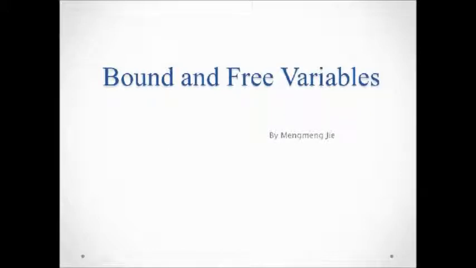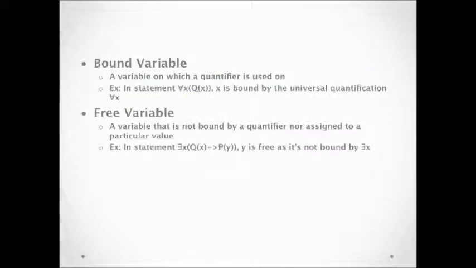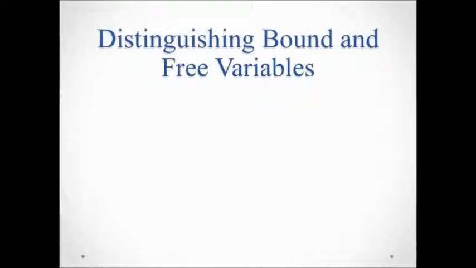Hi everyone, I'm Mingming Jia and I'm here to talk about bound and free variables. A bound variable is a variable that is within the scope of a quantifier. For example, in the statement, for all x, q of x, x is bound by the universal quantifier, for all x. A free variable is a variable that is not within the scope of a quantifier, nor is it assigned to a particular value. In the statement, for some x, q of x implies p of y, y is free as it is not bound by the existential quantifier for some x.